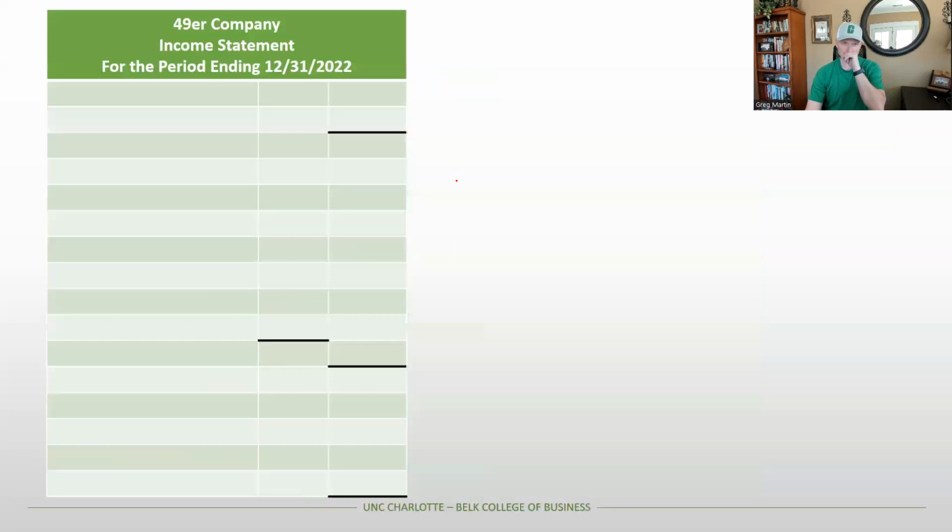All right. So notice at the top right away, you have the name of the company, the name of the statement, and then notice the format of the date. Again, the idea is that an income statement accumulates economic activity over a period of time, and so we want to note that in the way that we format the statement. So for the period ending, you could say for the year ending, but I'm fine if you just say for the period ending 12/31/2022.